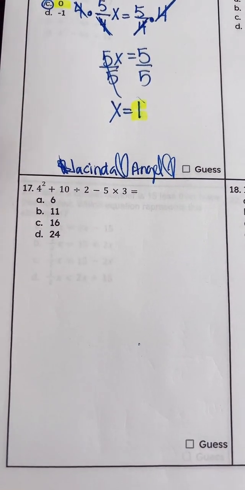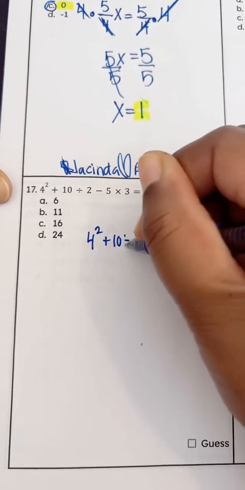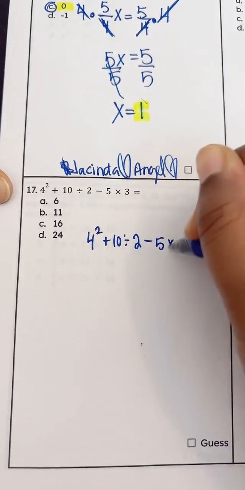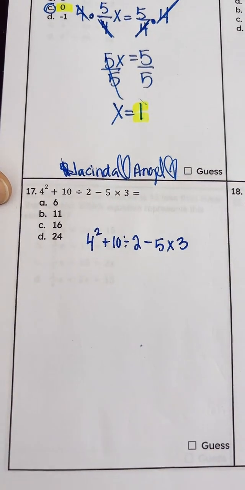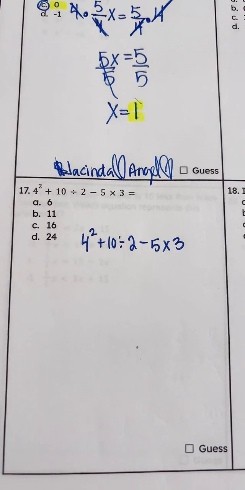Okay, we got some order of operations, you guys. Oh boy. What are we doing? PEMDAS. Yes, Brittany, that's the way I do it. PEMDAS. Okay, Michael said A. I'm seeing A's and C's in the chat.